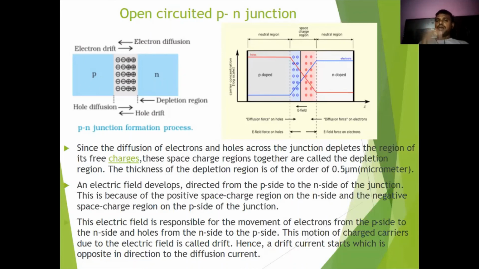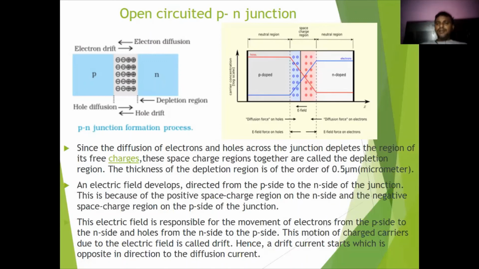So the diffusion current combined, the whole current is in the direction of p to n, and the electron diffusion current is also in the direction of p to n. So they will add. So the diffusion current direction is from p to n, but the drift direction is from n to p. You have to remember, this is a very, very important point. Hence, a drift current starts, which is opposite in the direction of the diffusion current. Here the drift current is due to the internal electric field that is generated in the depletion region, and its direction is from n to p. But the diffusion current direction is due to concentration gradient, that is from p to n. Both are in opposite directions.